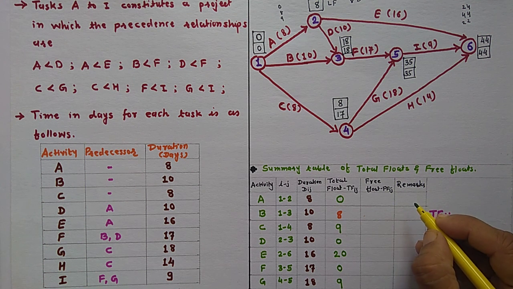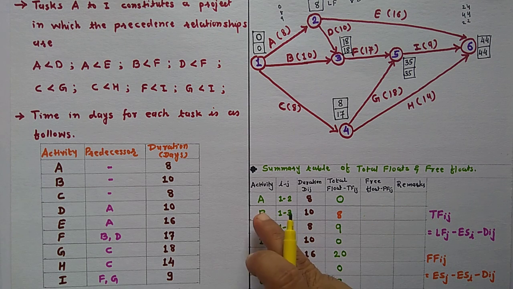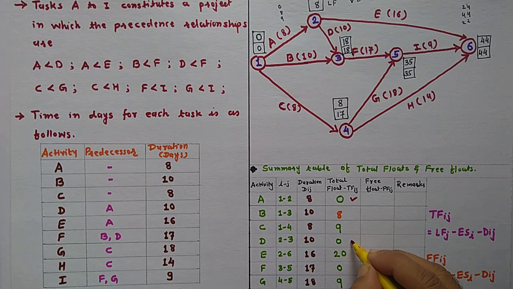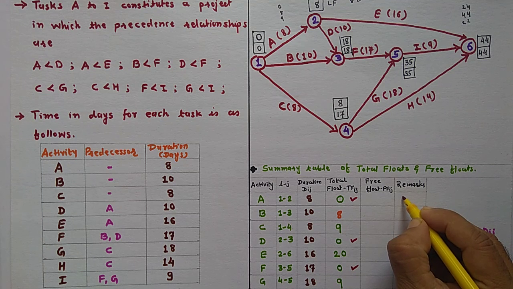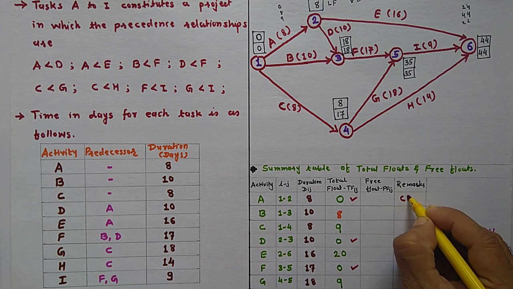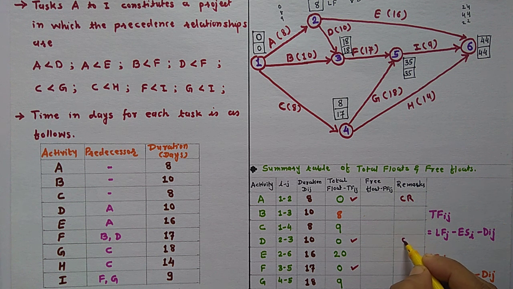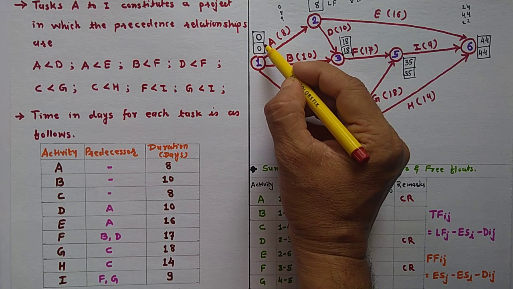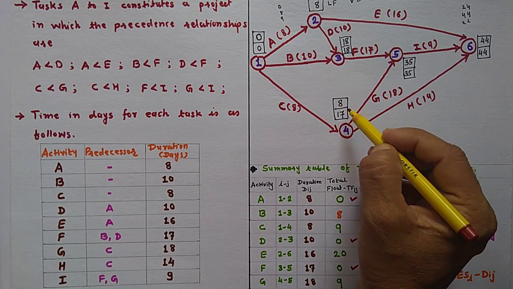But keep in mind the critical activities. See over here, the total float is 0 for this one, 0 for D, 0 for E, and 0 for activity I. So these activities are called critical activities. As you can see from this diagram also, the activities where both the earliest start and latest finish times are the same are also critical activities.